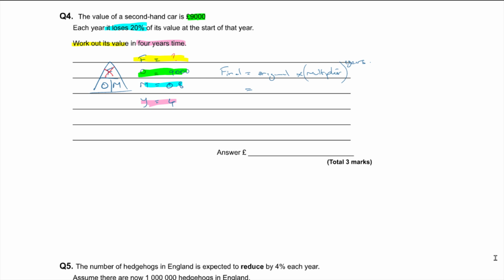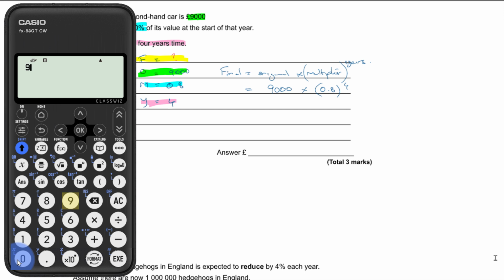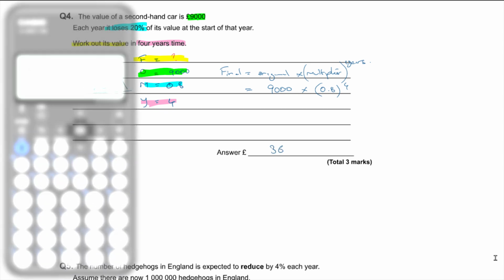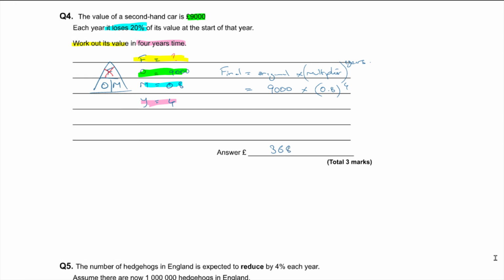Right, so then subbing what we've got. So the original is 9,000. I'm going to multiply that by the multiplier of 0.8, and I'm going to raise that to the power of 4 because it's 4 years. So what we got, 9,000 times 0.8 to the power of 4. That comes out to be £3,686.40. So it's pretty much lost 2/3 of its value then, isn't it, in 4 years.